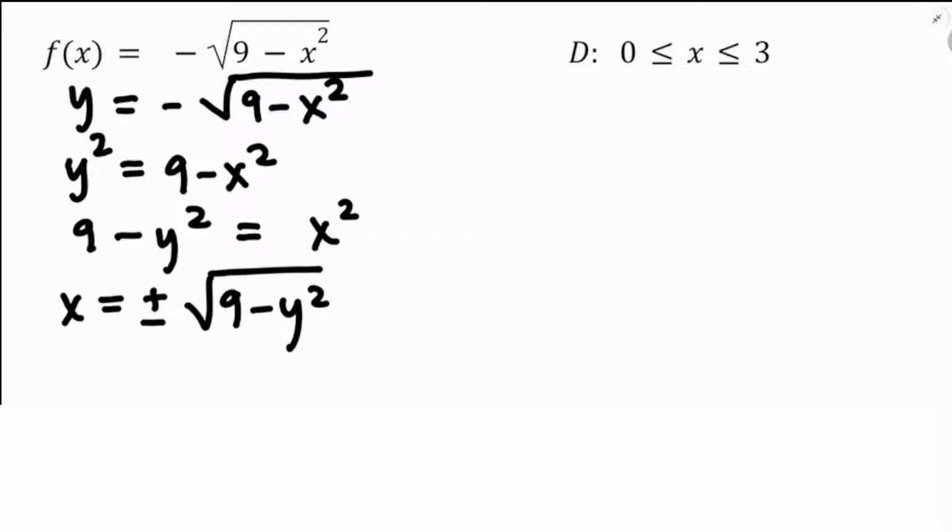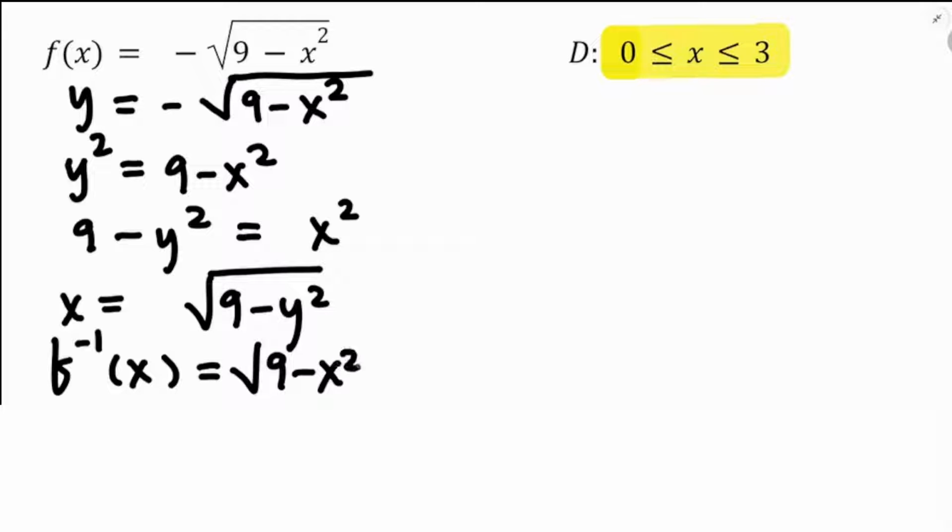And the question is, is it the positive or is it the negative? Well, that question is answered for you right there already on the paper, printed in ink. I told you, x is between 0 and 3. So it's not any negative numbers. So I can just get rid of that plus or minus, and x is going to be the positive square root of 9 minus y squared. So I would say f inverse of x is equal to the positive square root of 9 minus x squared.